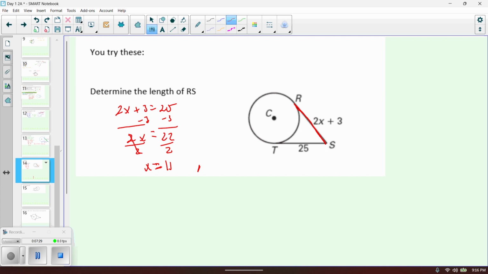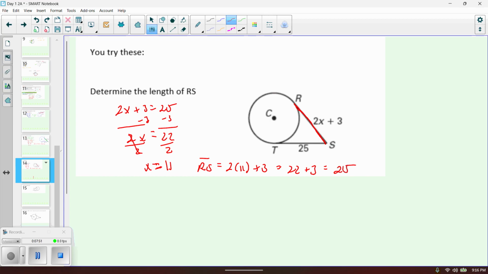So RS, if I plug the x back in, is going to be 2 times 11 plus 3. Well, 2 times 11 is 22, plus 3 is 25. Hopefully you recognize that that is the same as TS.